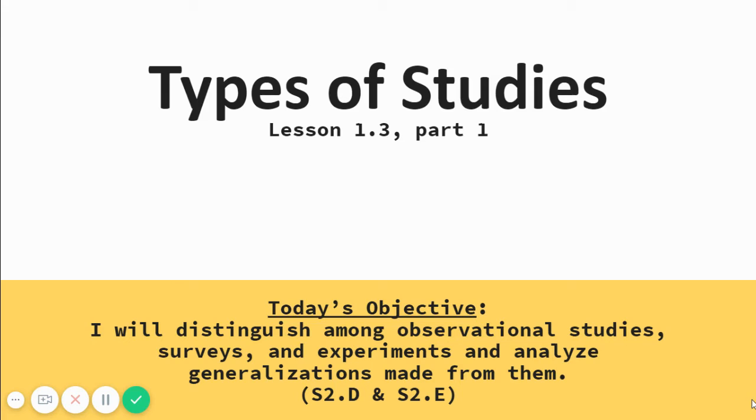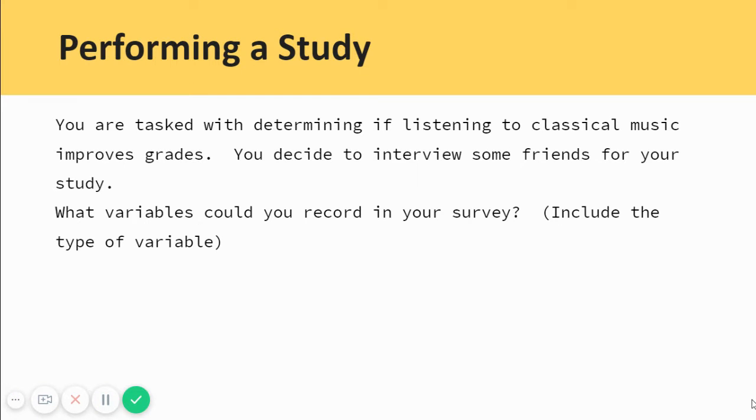To tell the difference between observational studies, surveys, and experiments. Now, let's say that we want to know whether listening to classical music makes you smarter or improves your grades. 30 years ago, there was a company who claimed that playing Mozart to newborns made them smarter. So, you decide that what you want to do to figure this out is to interview some friends. What variables might you want to record?